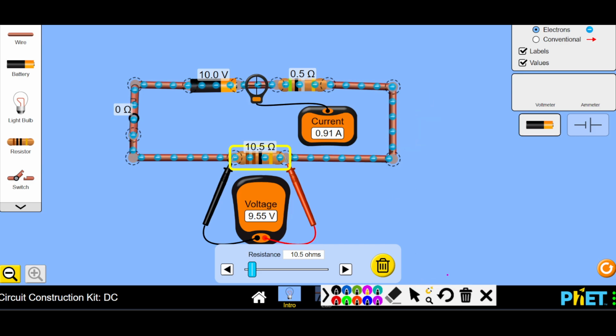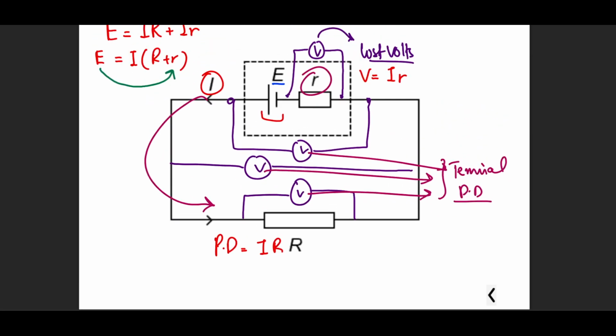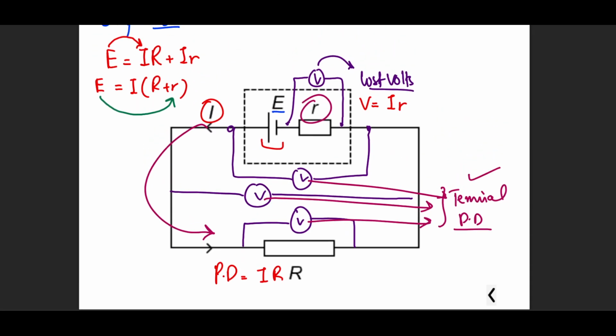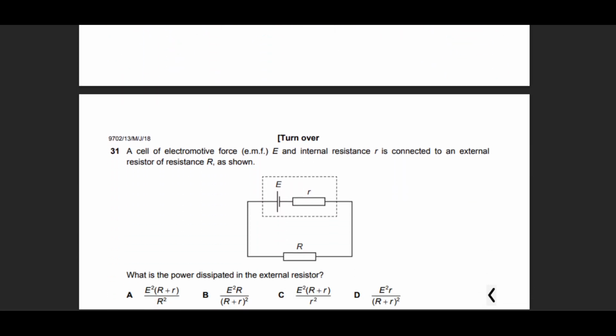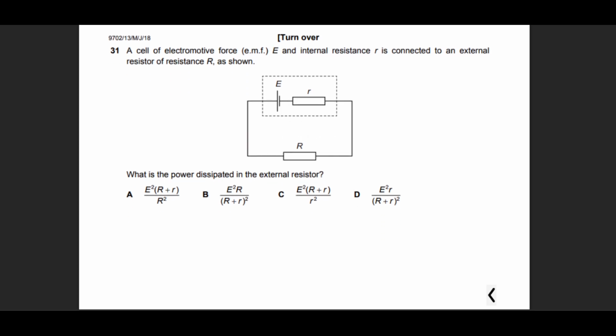All right, so this is what happens with the internal resistance. I believe that we understand the term terminal potential difference. We understand lost volts. We understand EMF as well. Moving on to the respective questions. We have this one, which is actually based on algebra, so no need to worry about it. There is nothing special about the question. Only algebraic manipulation is what is difficult about this. He says, what's the power dissipated in the external resistor?